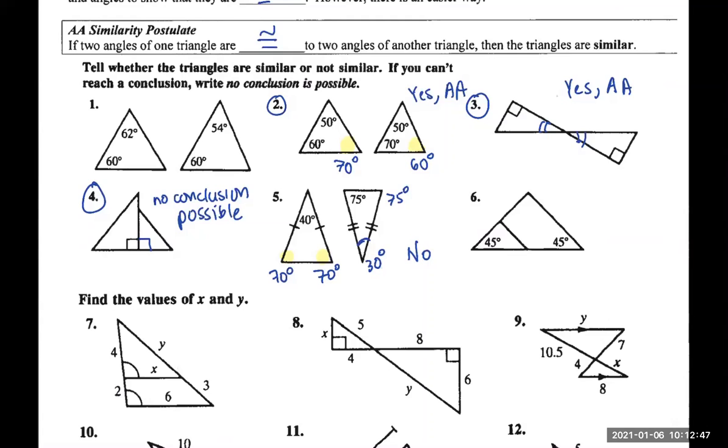Can you guys type into the chat if that makes sense to you, the difference between no conclusion possible versus no? No conclusion possible means that I didn't have information on these angles to say one way or the other whether they're similar to each other. So if I had more information, they could be similar, but they also could not be. Since I don't have enough information, this is no conclusion possible. This one, I have enough information on all the angles for me to draw the conclusion that definitively this is no.